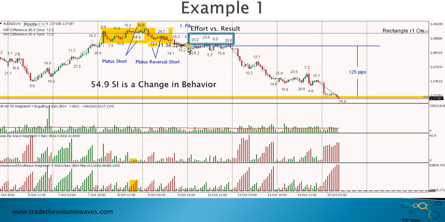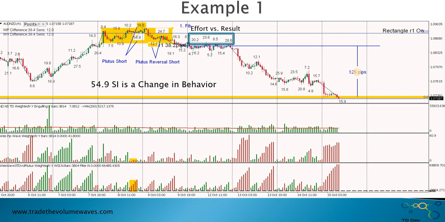Okay, as we keep going, we see in another small range that the high speed index numbers are at the top. And this is effort versus result. The price has hard time to move up. So this is how we quantify. Okay, so this move was 125 pips.